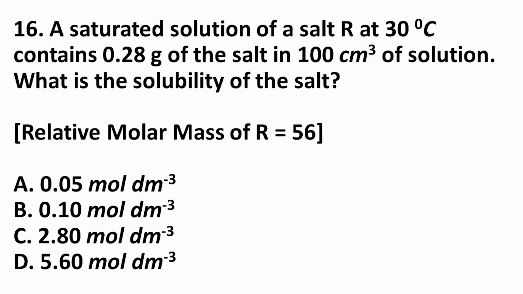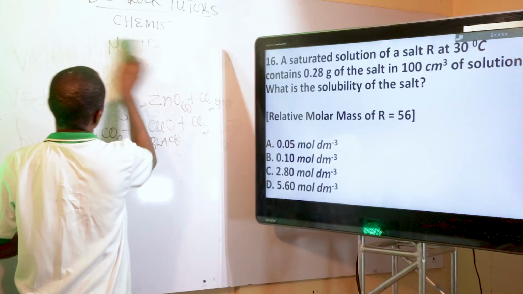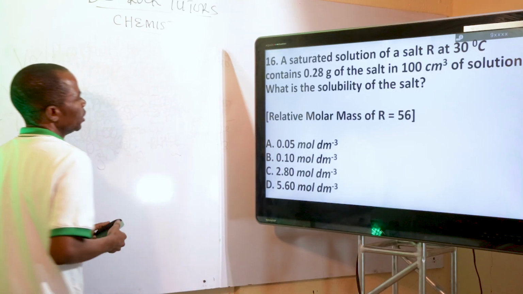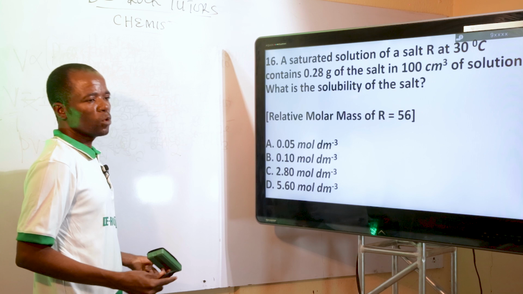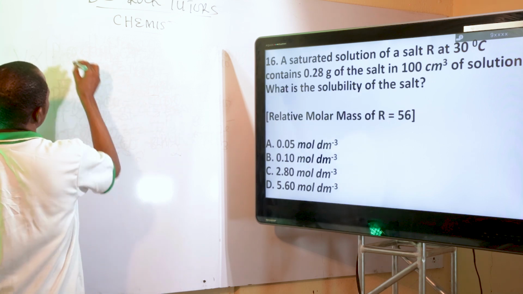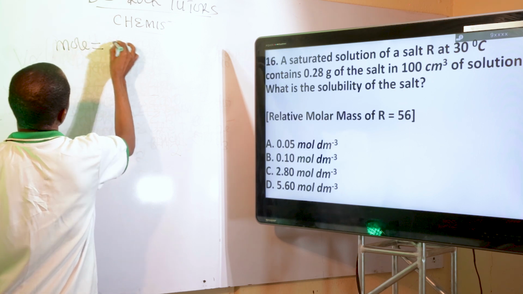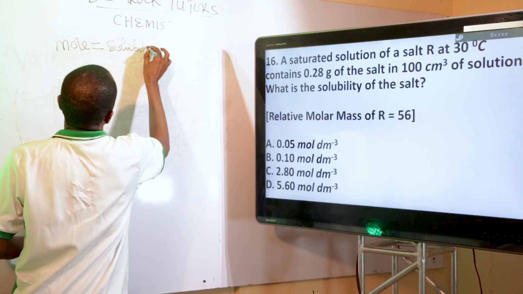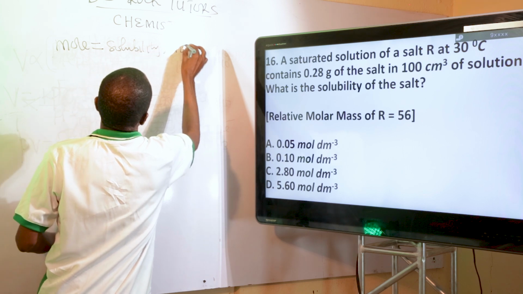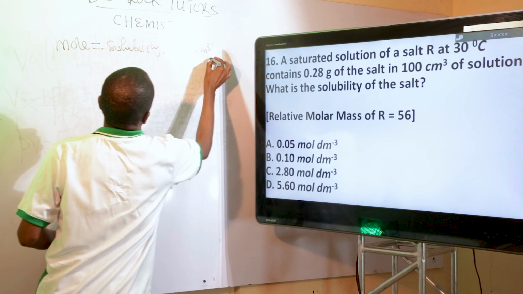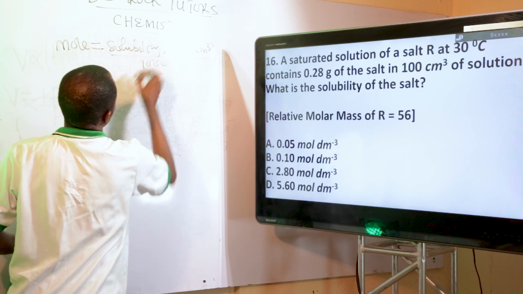A saturated solution of salt at 30 degrees Celsius contains 0.28 gram of the salt in 100 cm cube of solution. What is the solubility of the salt? So, this is a question under solubility. And we know that a simple formula for calculating solubility: mole is equal to solubility times volume in cm cube divided by 1000.